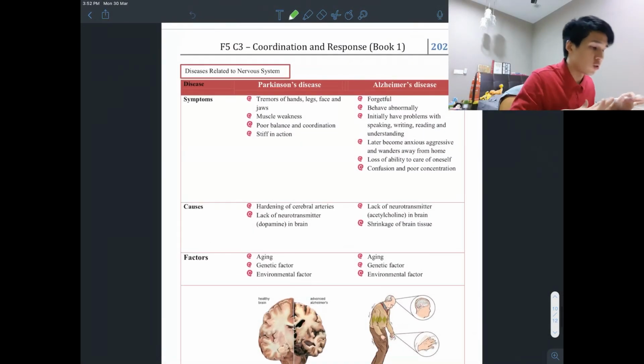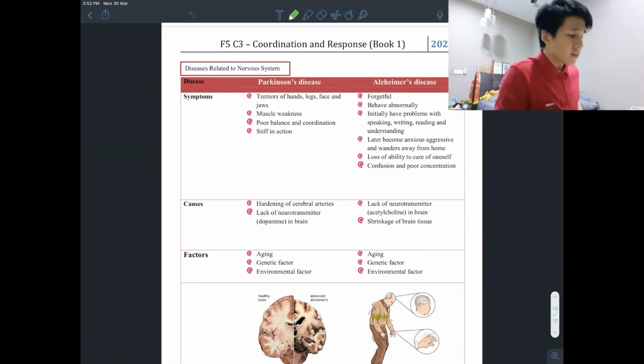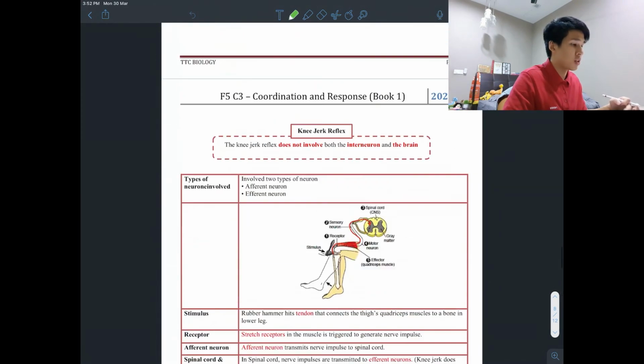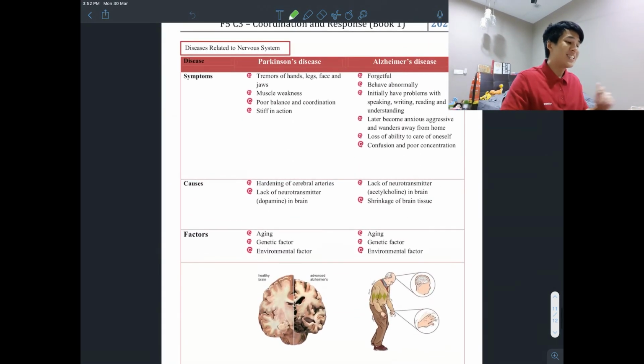Okay, come back to the notes. We go through one more thing. We skip to the last page, page 11. All this one we will do next week in a separate video, of course. So now we skip to the last part, disease related to the nervous system. This will be the last thing I'll go through, very quick, very simple one.